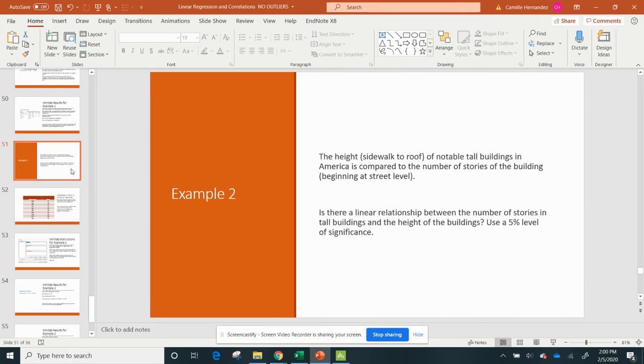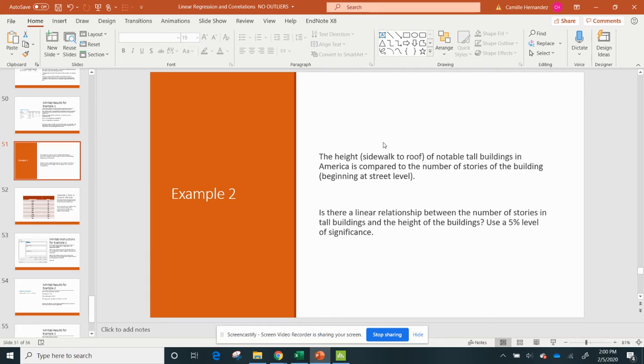So let's go ahead and do example 2. The height, sidewalk to roof, of notable tall buildings in America is compared to the number of stories of a building beginning at the street level. Is there a linear relationship between the number of stories and the heights of the building?